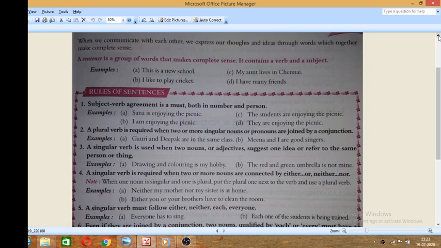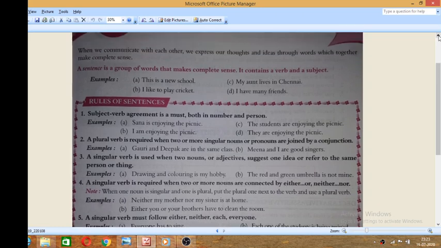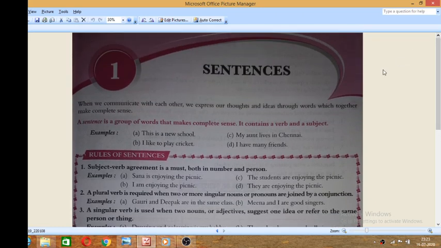What is a sentence? You will learn from this video. Okay, a sentence is a group of words that makes a complete sense. We know that a sentence, what is the definition of a sentence? A sentence is a group of words that makes a complete sense. It contains a verb and a subject. A sentence contains a verb and a subject. You can see that there are four examples that have been given. In the four sentences, subjects are there and verbs are there.